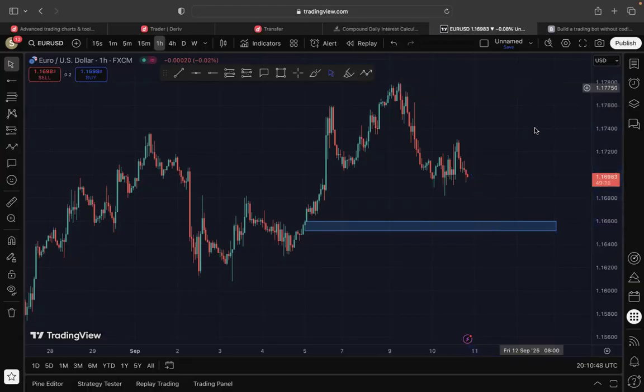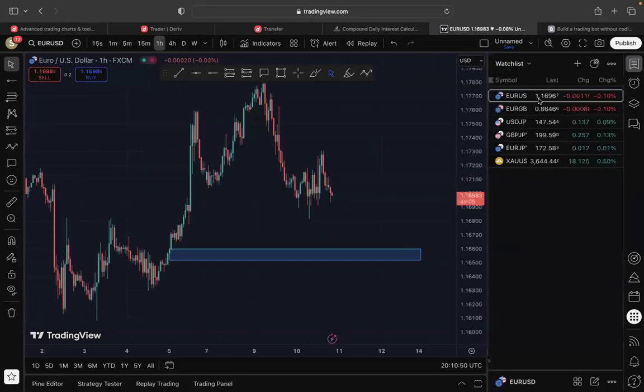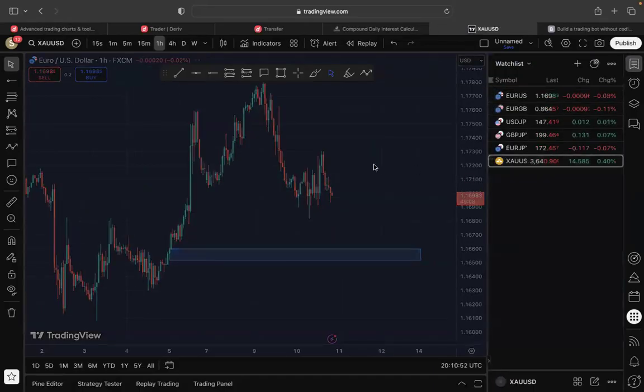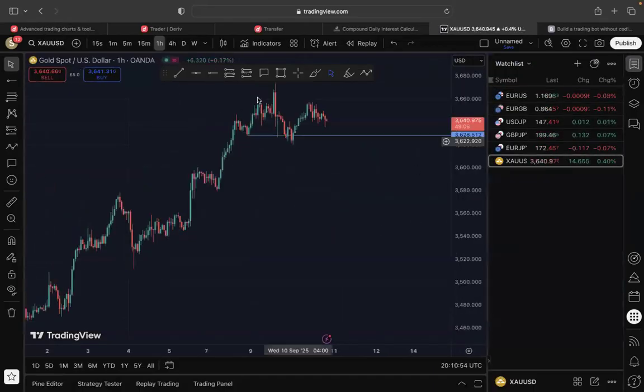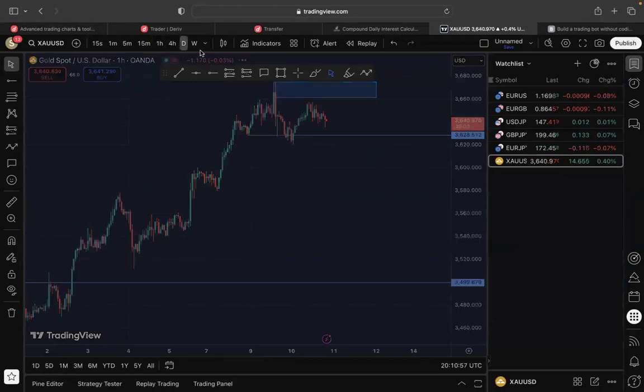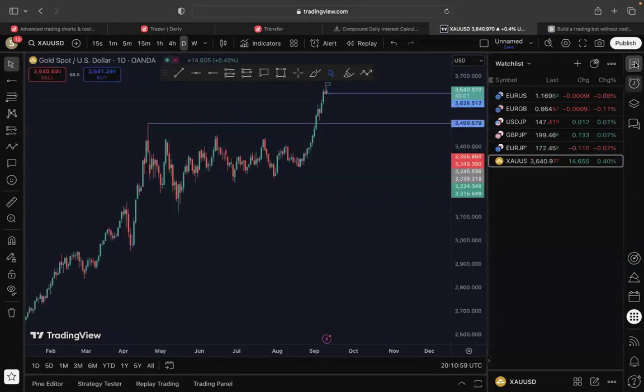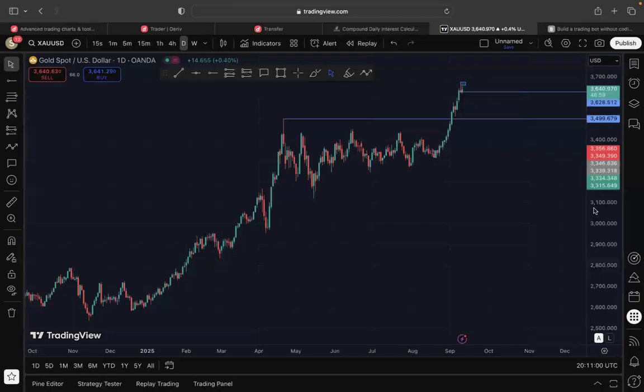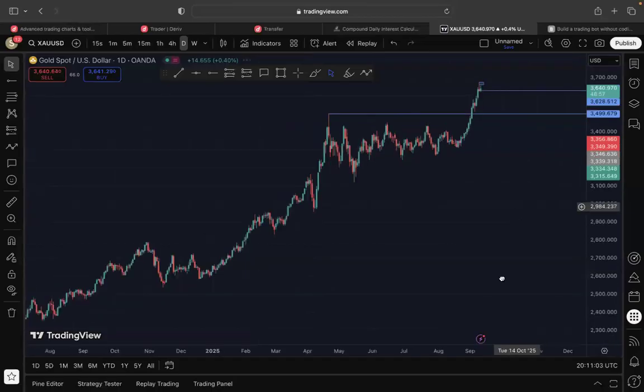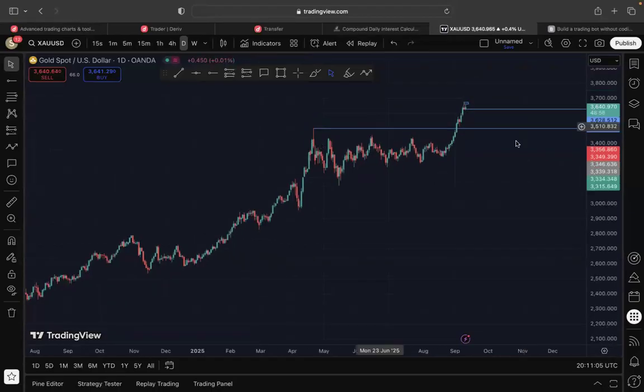So let's see another one. Let's see XAU/USD here. Let's go to the daily time frame on gold. As you can see, we've just had this break of structure on gold. So we're expecting to see a pullback. All right, that's what we're actually waiting for.